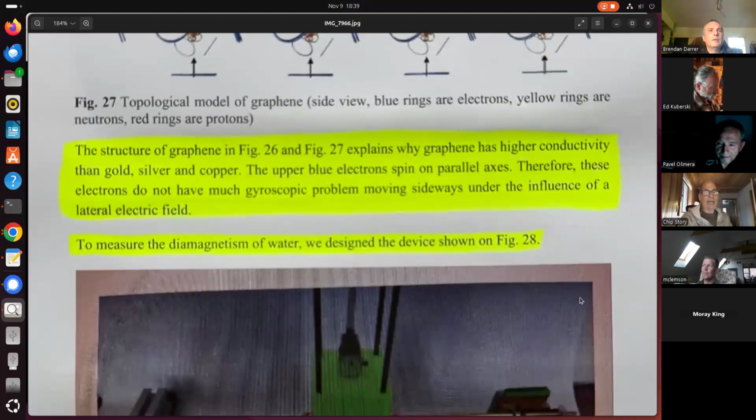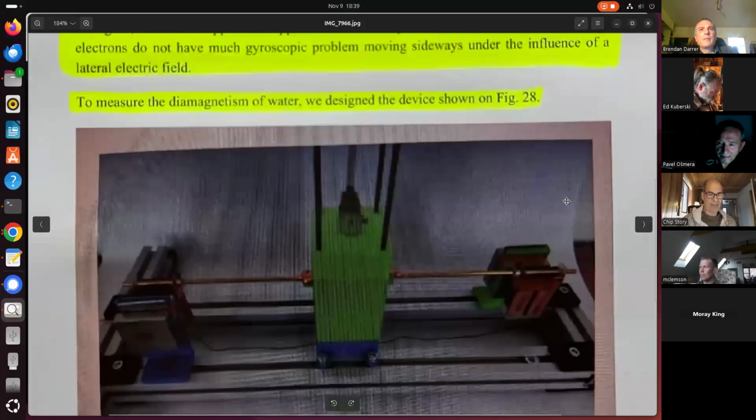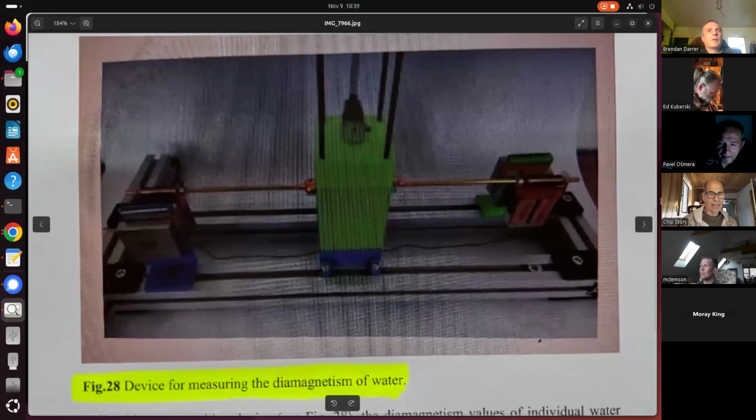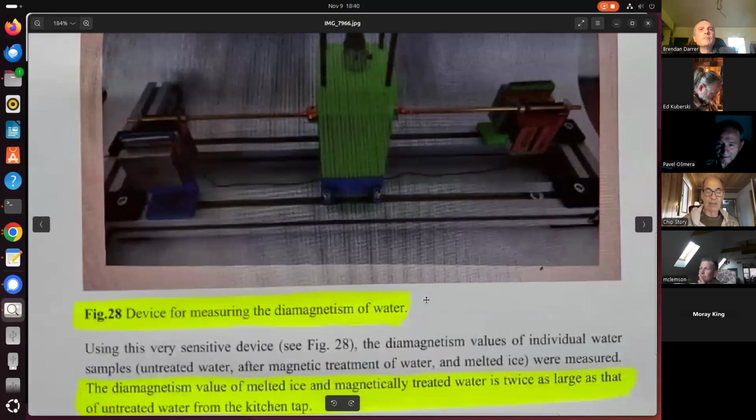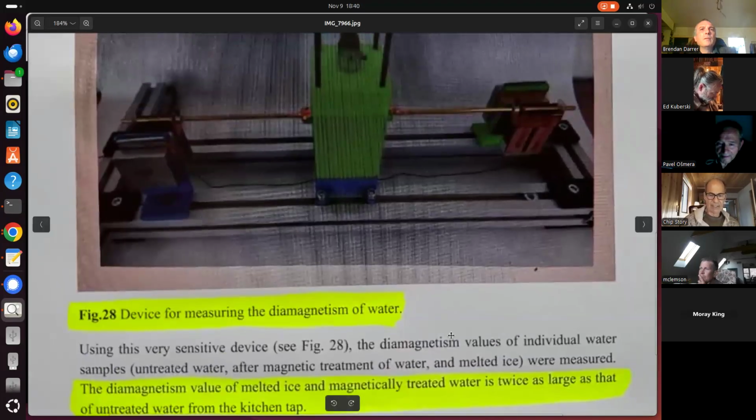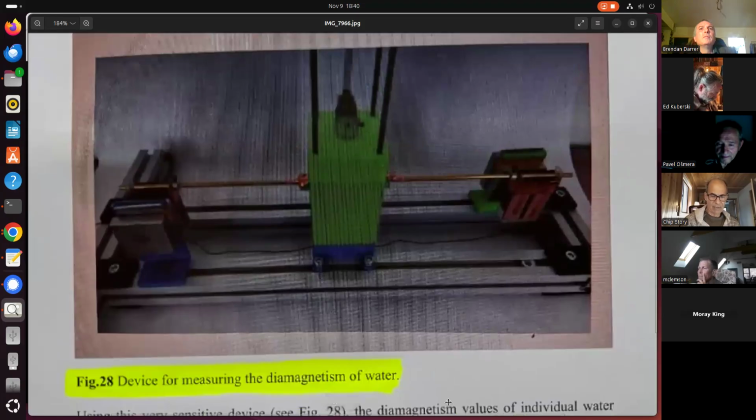All right, to measure the diamagnetism of water, we designed the device shown in figure 28. Wow. And that's cool. It looks like a piezo device, like a pressure device, but maybe we're just looking at the refractivity of light going through the water would be an indication of its structuring.